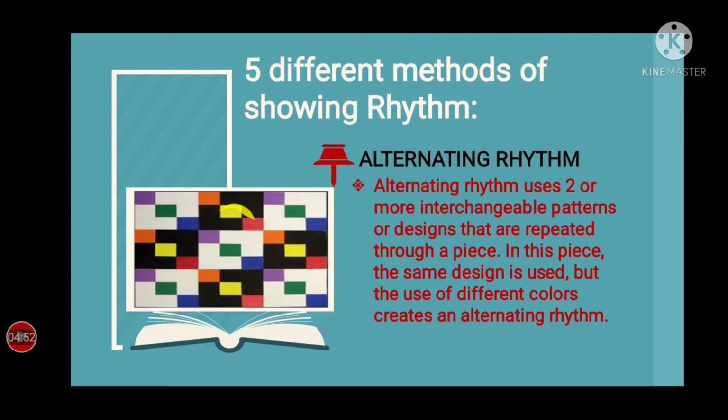Just like what you can see, there is black, yellow, orange, red here. And then another one, violet, green, blue, violet, green, blue, violet, green, blue. So it has an alternate pattern of design, color, and shape.